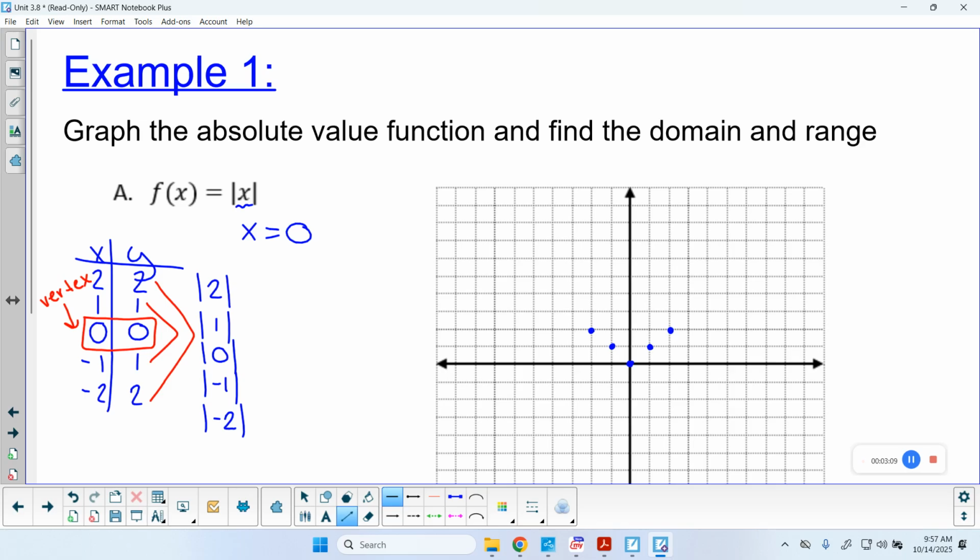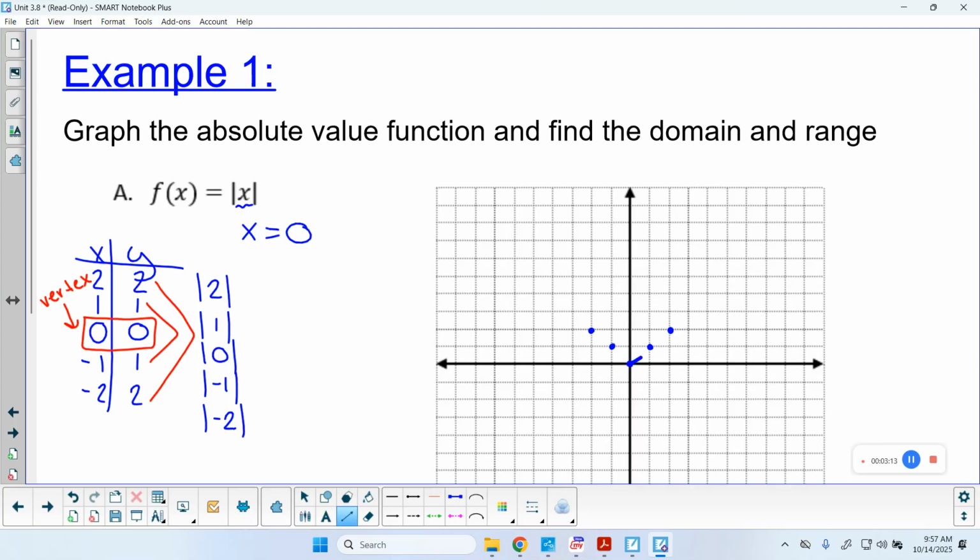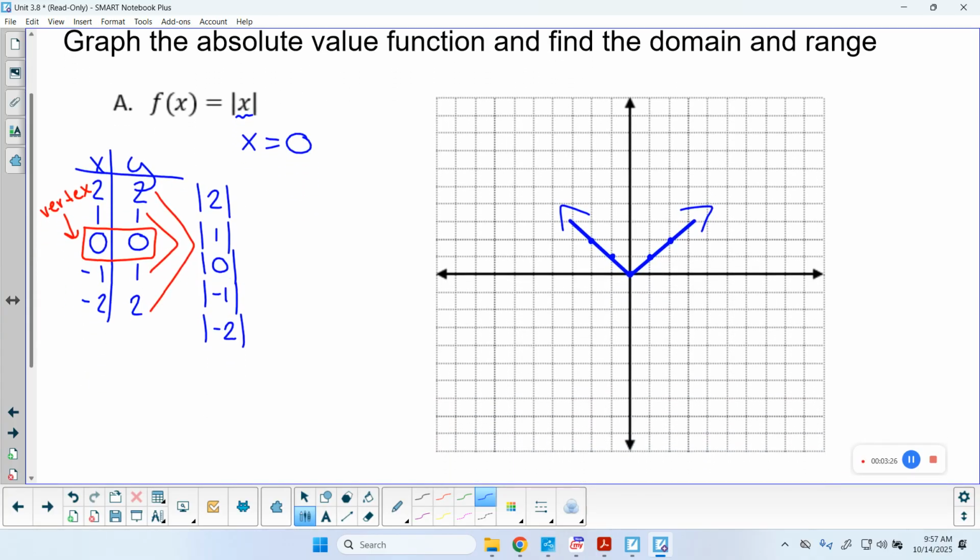Once you have that, we are then going to graph. Let me get my straight edge. We are going to connect our points so it looks like a V graph. And do not forget arrows on both sides. Now, once we graph it, from there we have to find our domain and the range.